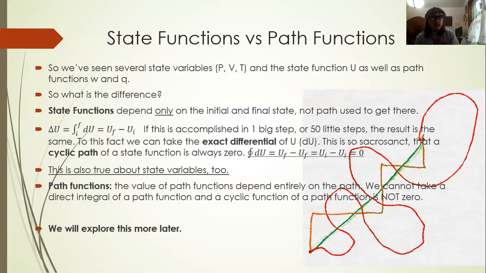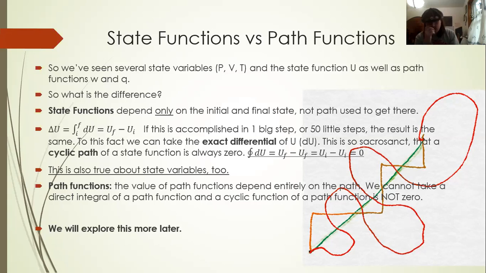Get ready for it. So we've seen state variables P, V, and T, and we've seen the state function U. Well, notice how all of these are given as an uppercase letter. These state functions have special value. Now, these path functions, W and Q, have a lowercase. The big difference, and why this is important, is that a state function will only depend on the initial and the final state when you calculate them.